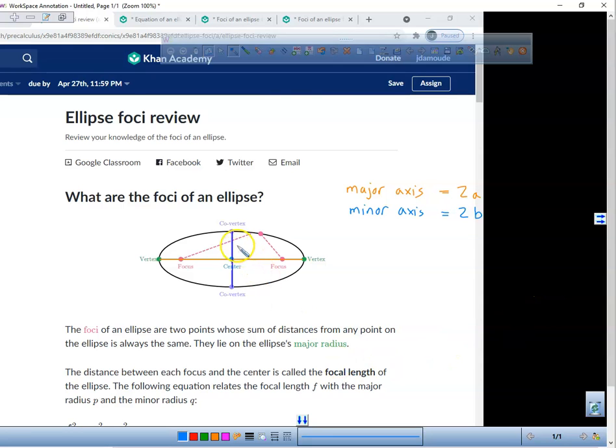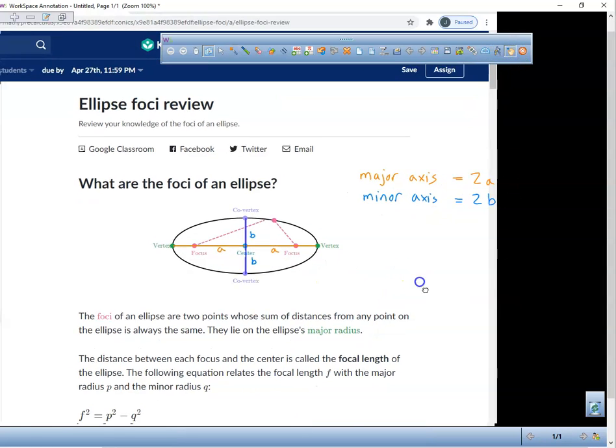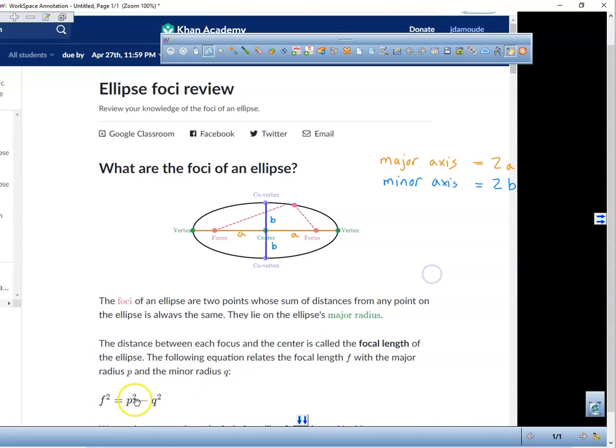So right here, if you would, in your little drawing, you put that's B, and that's B. That distance from the center to the covertex and from the center to the other covertex is B. And A is represented by the distance from the center all the way to the vertex. That's the A value, and that's the other A value. So over here they have a little equation.